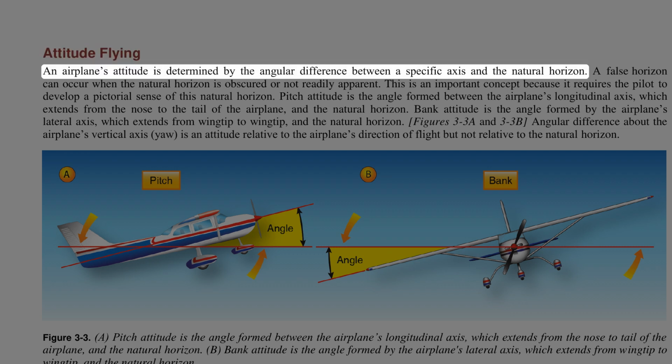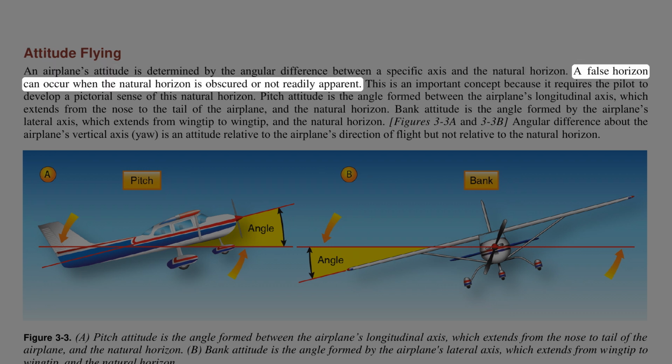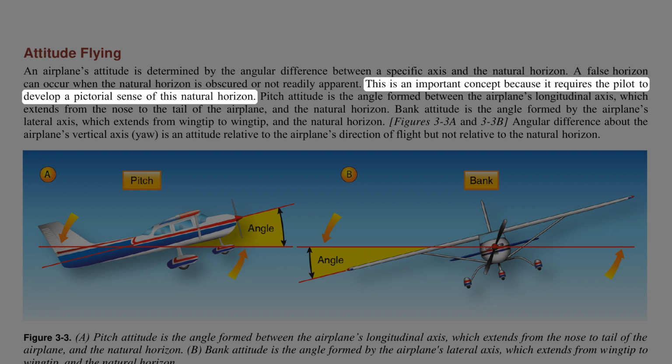Attitude flying. An airplane's attitude is determined by the angular difference between a specific axis and the natural horizon. A false horizon can occur when the natural horizon is obscured or not readily apparent. This is an important concept because it requires the pilot to develop a pictorial sense of this natural horizon.